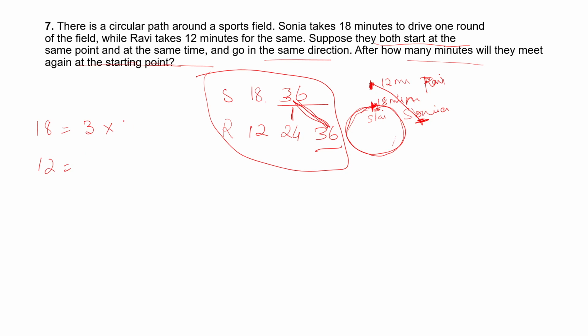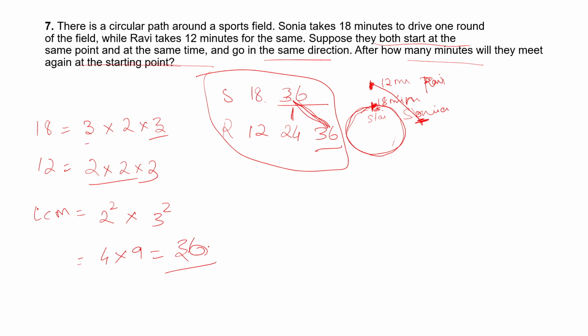3 into 2 into 3, right? 9 2s are 18. 2 into 2 into 3. Okay, so this is the factors for 18 and 12. So LCM is, what is the highest power of 2? 2 square. What is the highest power of 3? 3 square. So 4 into 9, which is equal to 36. So what is 36? We have to write.